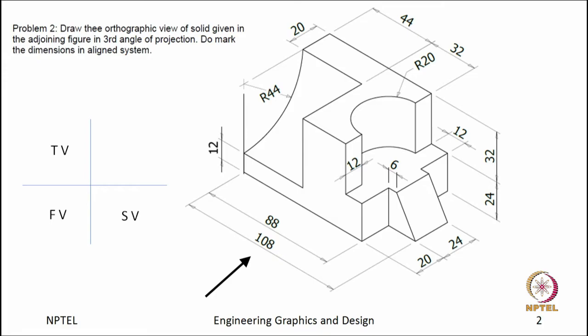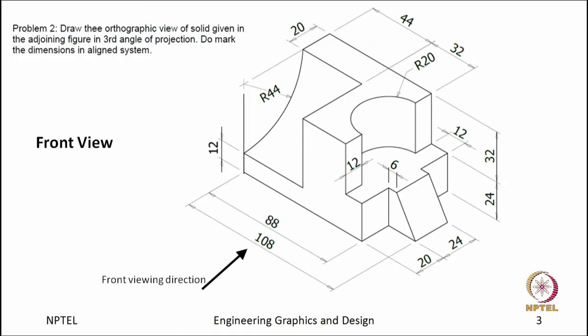Now, let us go for drawing the front view. If we draw the front view, this is our front viewing direction. What are the features that you will look at? First, this whole surface. Second, this part. Third, this curved surface you will also see.